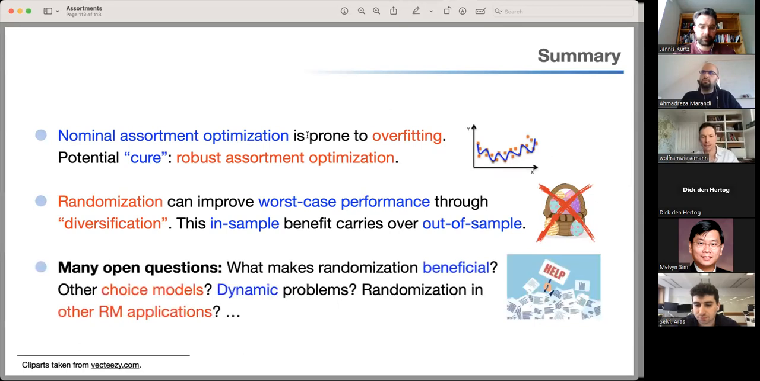More generally, I believe the concept of randomization may be an interesting concept to consider, not just in the context of assortment optimization, but also in the wider context of revenue management. We could think of pricing decisions or product line decisions that can be taken in a randomized fashion. As well as in other areas. Randomization, for example, is quite prevalent in algorithm design. So we could think of the design of optimal randomized algorithms, for example.